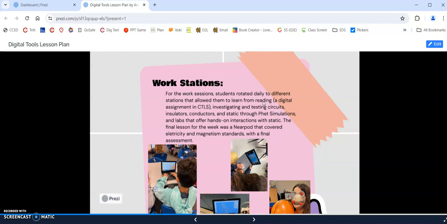And then there were hands-on labs on static electricity where students had to experiment and reflect and write down their observations and their discoveries in these interactions with static electricity. The final lesson, again, was a Nearpod that incorporated all of the aspects of the workshop model, including mini lesson, work session, and assessment piece.